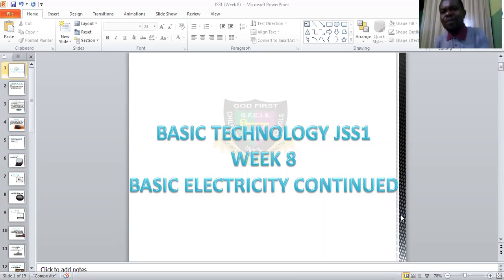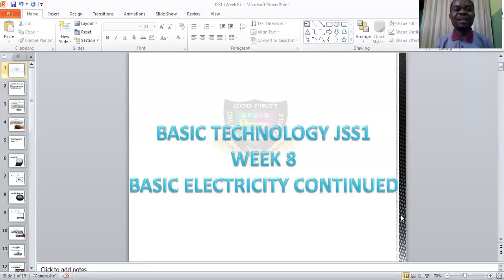Today we are continuing from there to look at the measuring instruments, then accessories, and so many others. These are what we want to look at today. We call it basic electricity continuum. That is, we keep looking at it till we stop where the government wants us to stop.